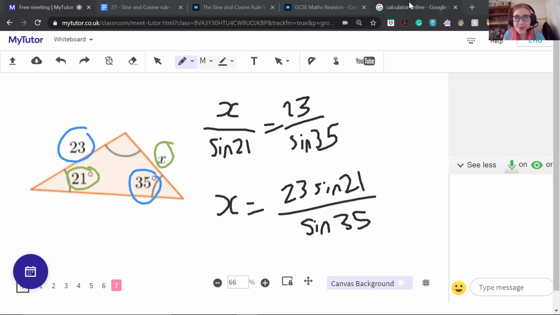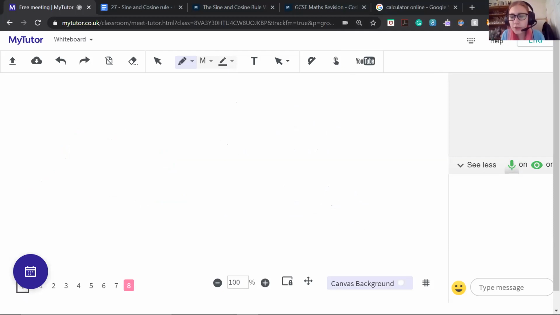Someone said who won. I'm not sure, but I think what I'll do is go through one more cosine rule where we're trying to find the angle. Is that what people want, or do you have any other questions?